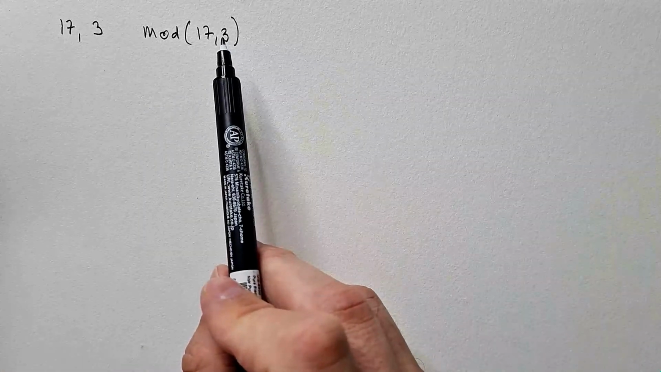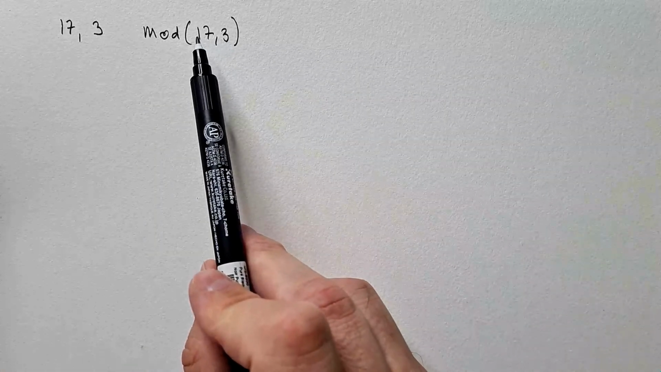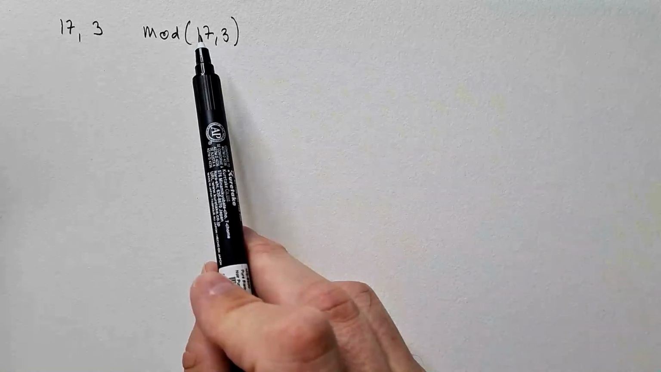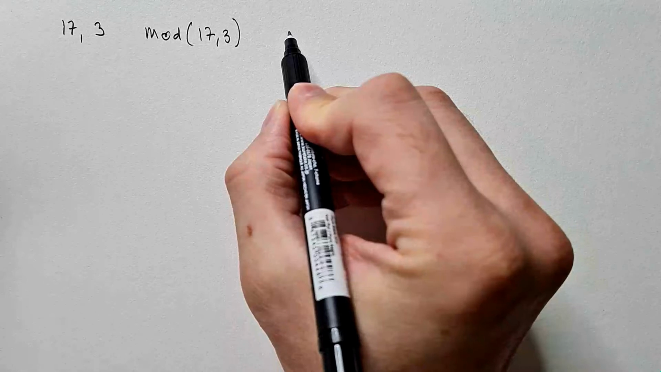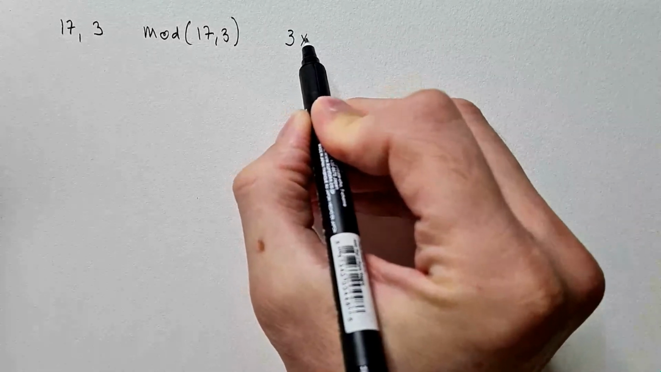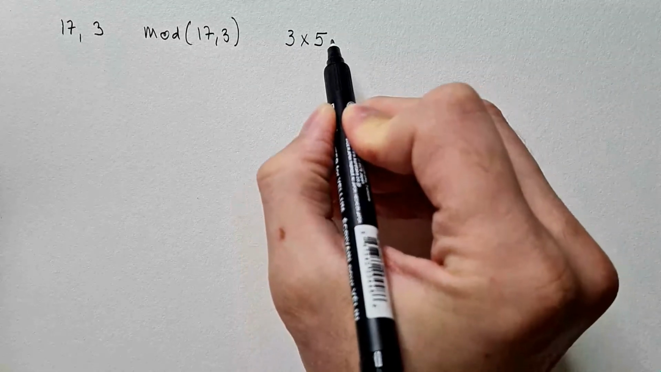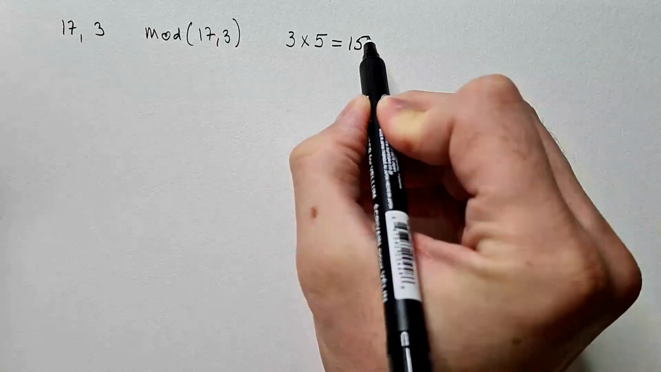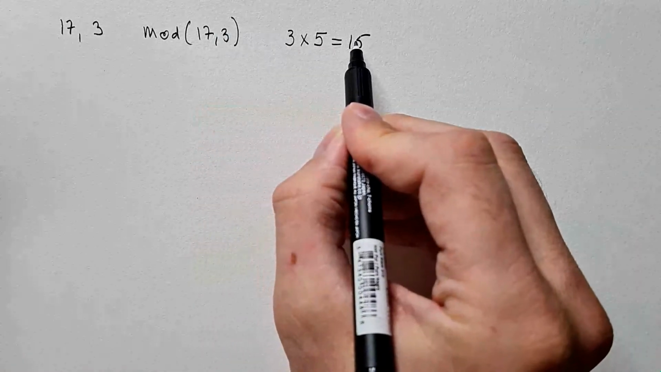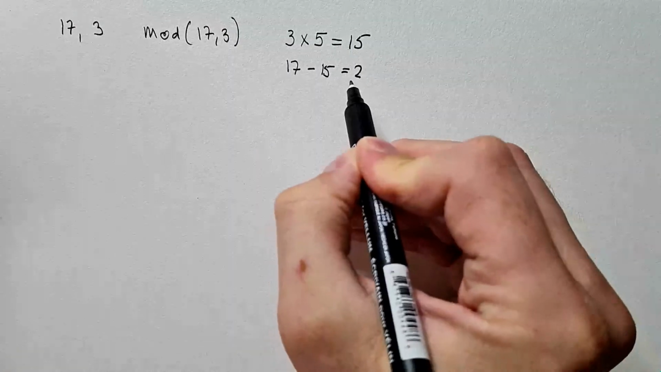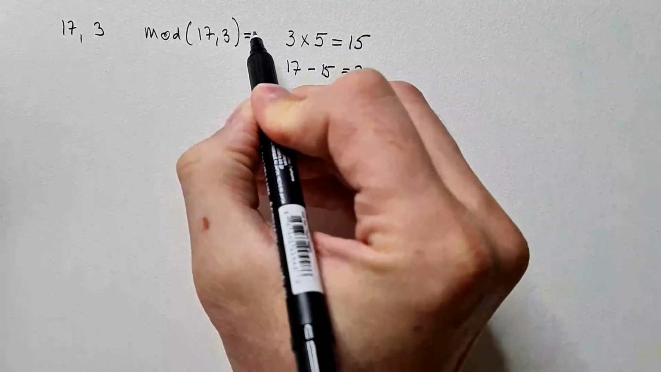How many times 3 goes into 17? Answer: 5 times, because 3 times 5 is 15. The difference between 17 and 15 is 2, and that is the result of this modulo operation.